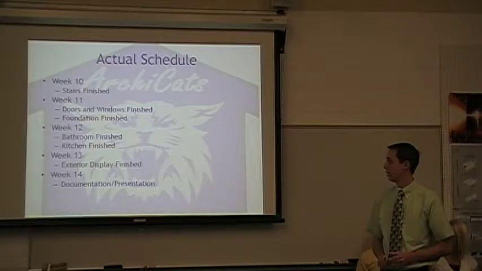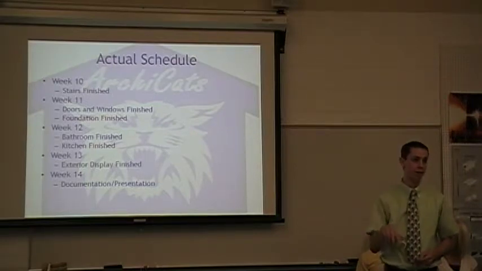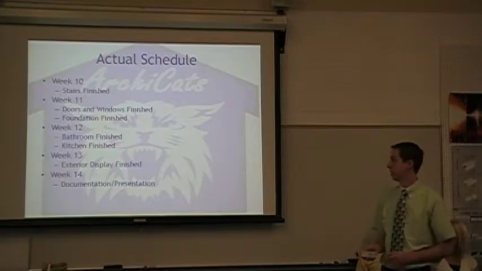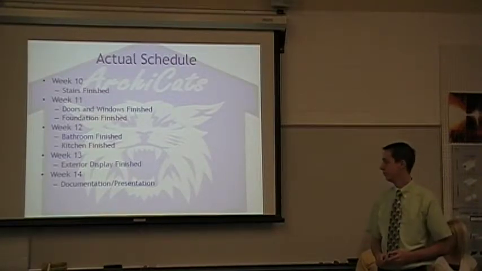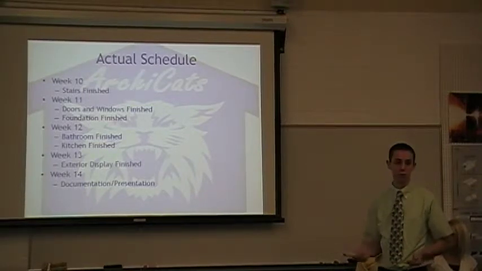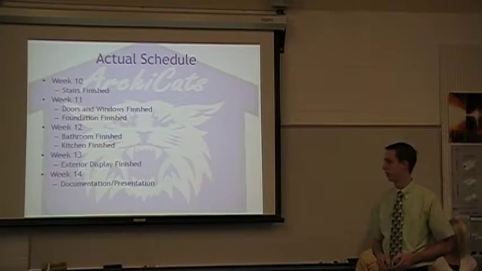The bathroom and kitchen were completed by week 12 because the plan was that the plumbers were going to come back and finish everything. So those had to be completely finished: painted, sheetrock, cabinets in, everything. By week 13, the exterior display was finished, which was last week, and then this week is the one that we're in right now.